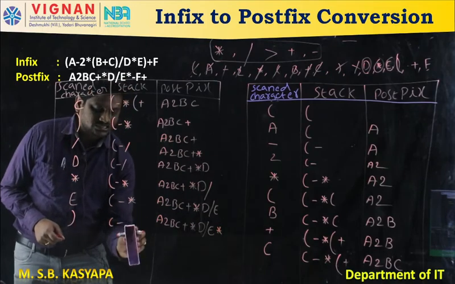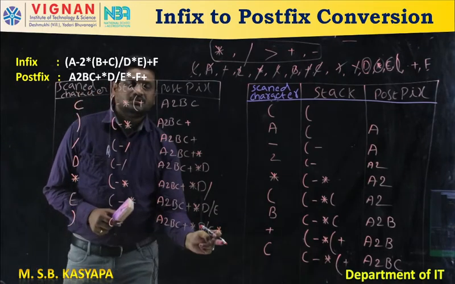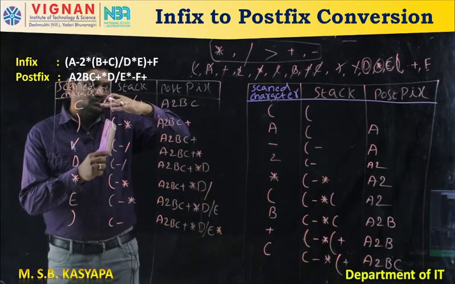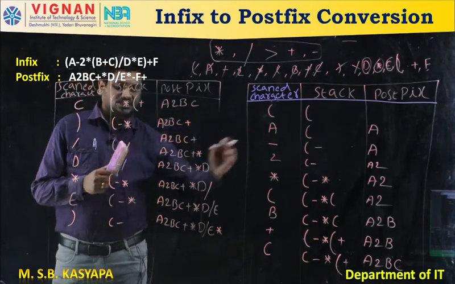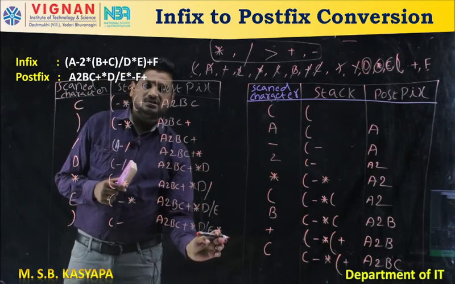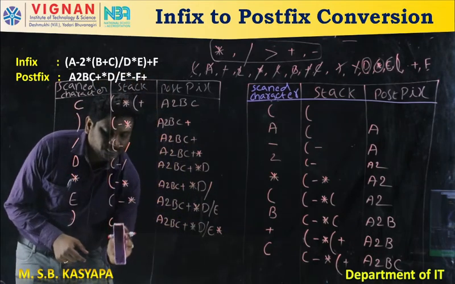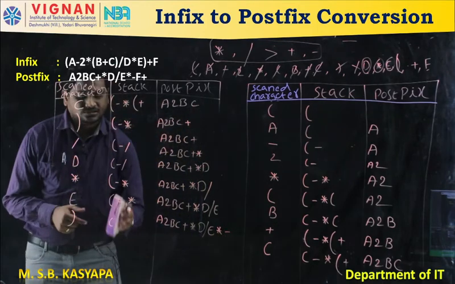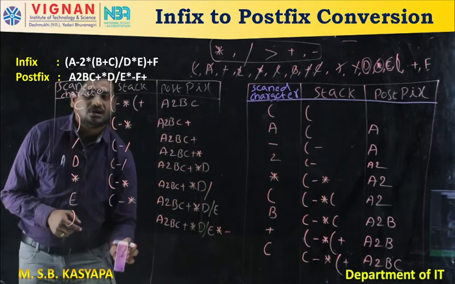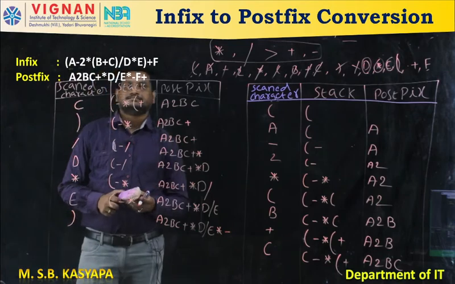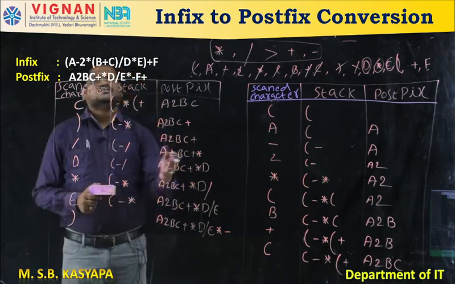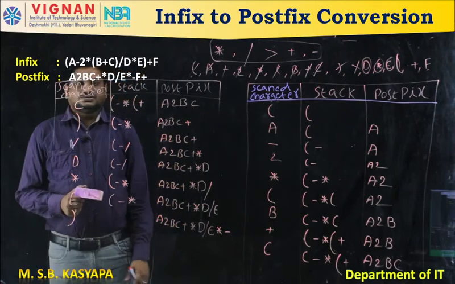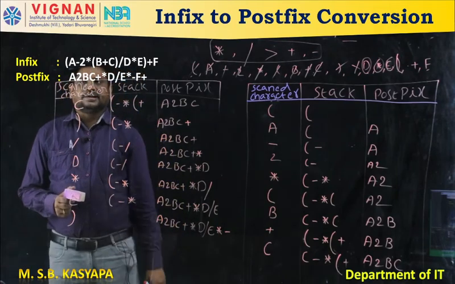So, first star is moved to the postfix expression. In the stack operation, whatever element is available at the top will be deleted first. Am I right? So, star is moved to the postfix expression. Next, minus. So, minus is moved to the postfix expression. So, this one, the open bracket, is automatically deleted. Why? Because while converting into postfix, open brackets are of no use. So, I am deleting the open bracket.